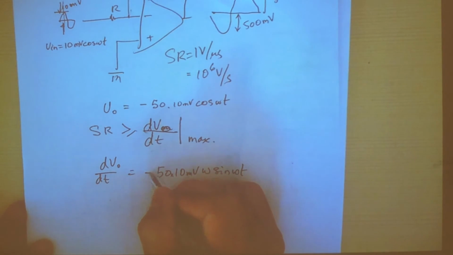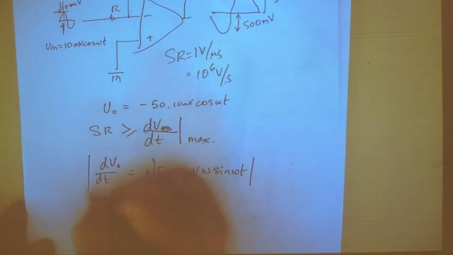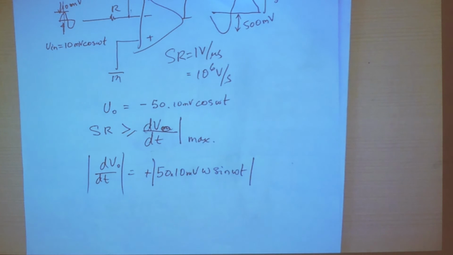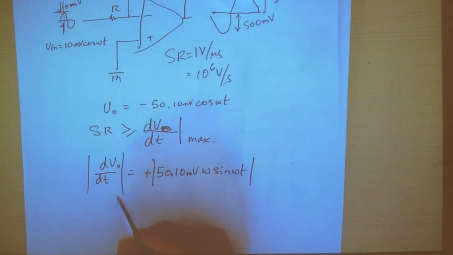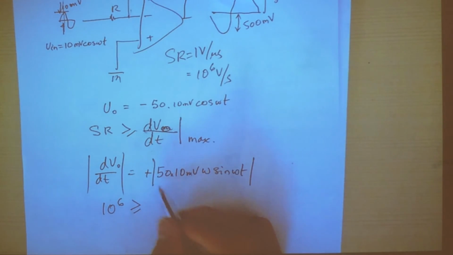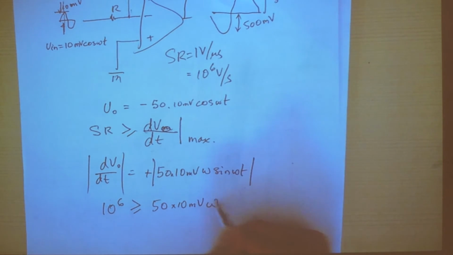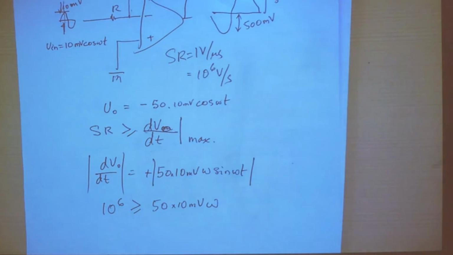Forget about the sine. I don't remember what happened when we differentiate, so I just know that it's going to be cos or sine, the difference. I bring out the omega, alright? So this is what we have. And we know that the slew rate, which is 1 megavolt, must be greater or equal to the maximum rate of change of this. So the maximum value of this is when sine omega t is equal to 1. Alright? So this is it.